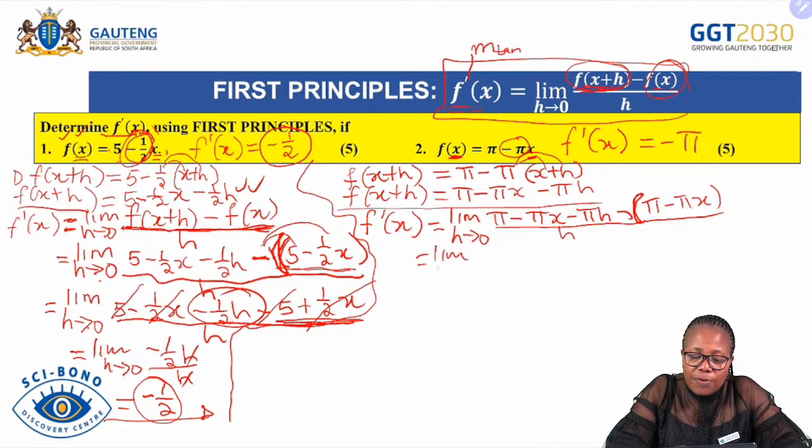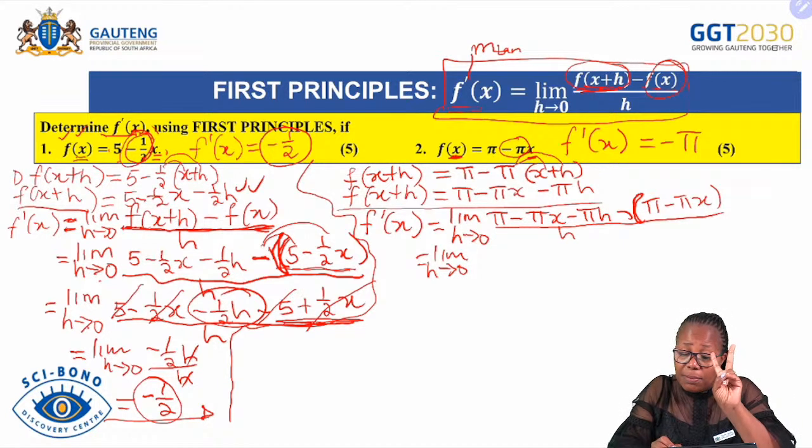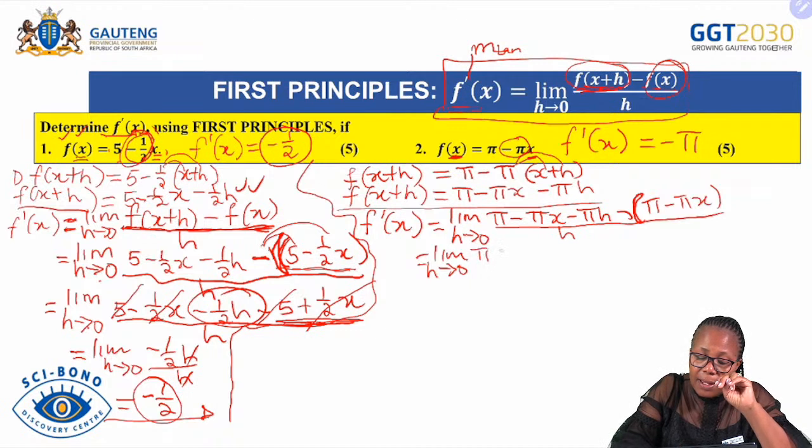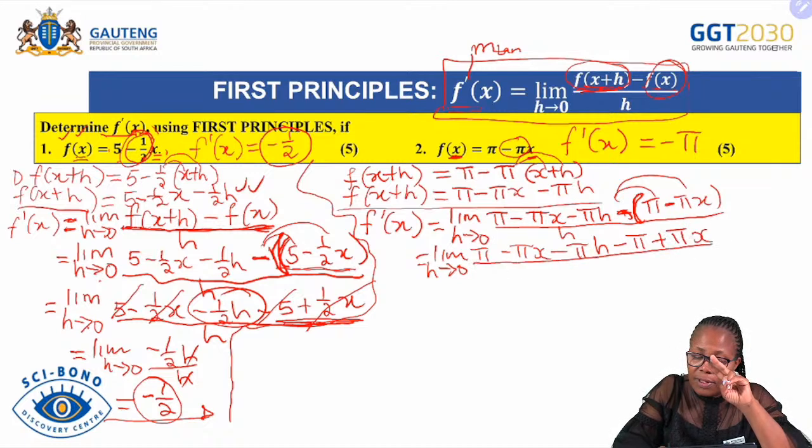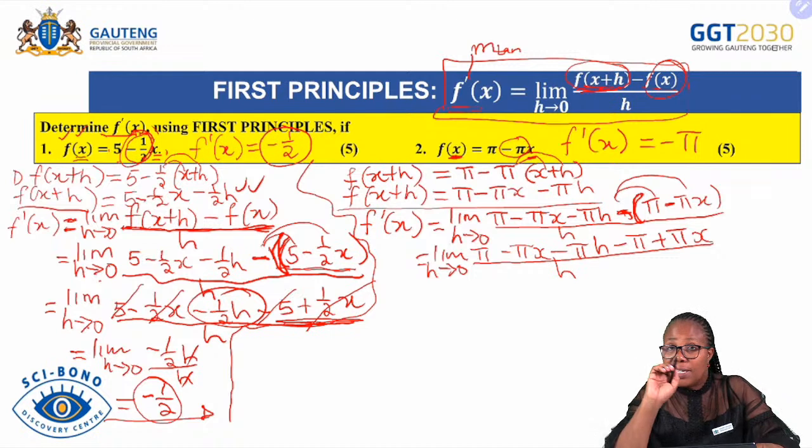Continue, limit as h approaches 0. We want to deal with the bracket now. That is step 2, remember? And then we have pi minus pi x. This one will remain as it is, the pi h. And then negative into that bracket will be minus pi. Negative by negative will be positive pi x, everything over h.